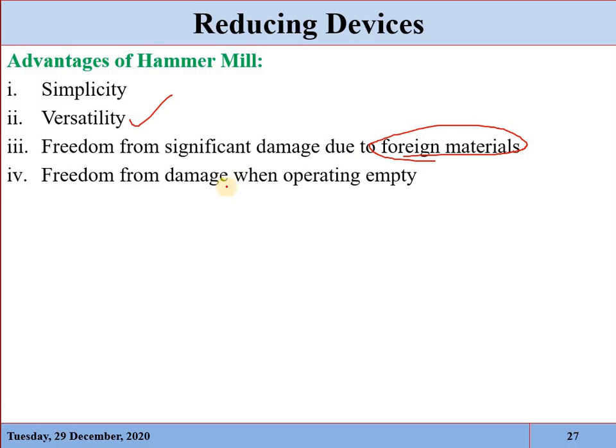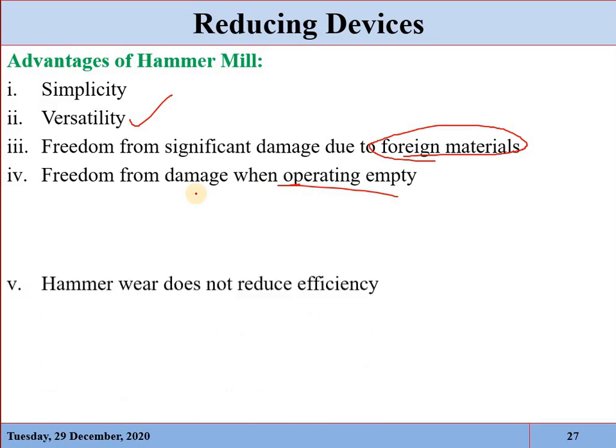Freedom from damage when operating empty. Suppose the feeding is finished. If you are not regularly looking at the hammer mill, and the product which you applied for size reduction is finished, then the hammer mill will start to operate empty. Again, it will not be damaged if it is operating empty.